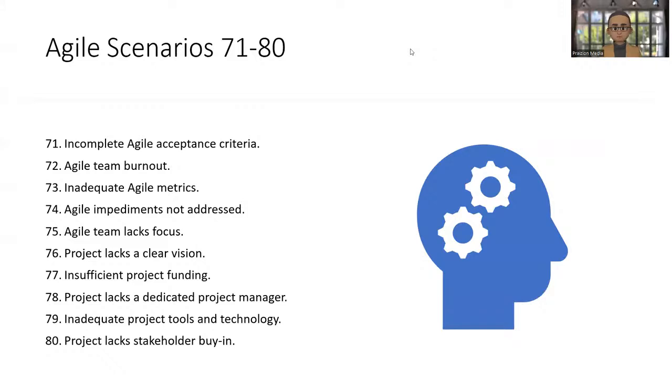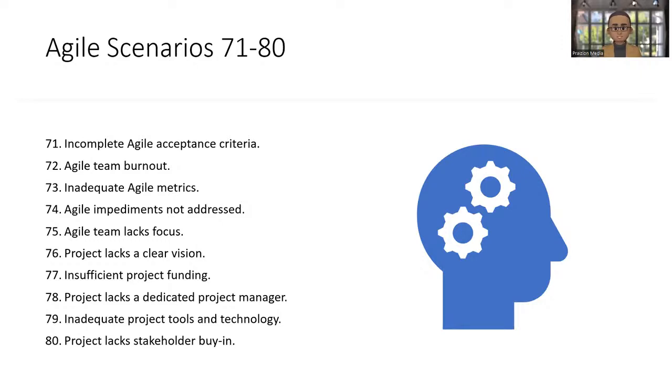71 to 80. What do you do as a project manager, servant leader, team lead, whatever you want to call the role, if there's incomplete agile acceptance criteria? Where should the acceptance criteria be?